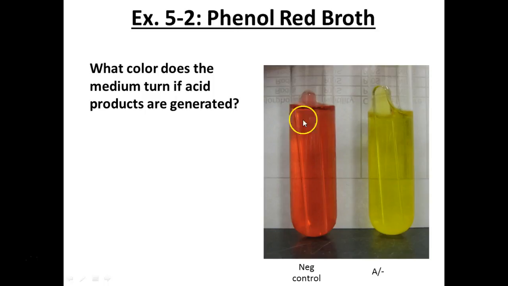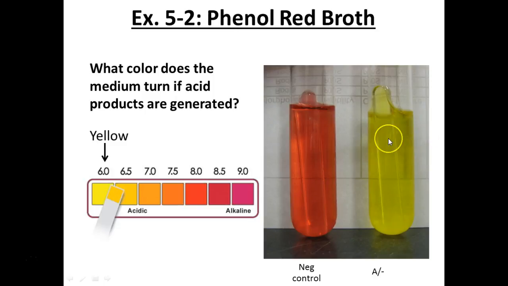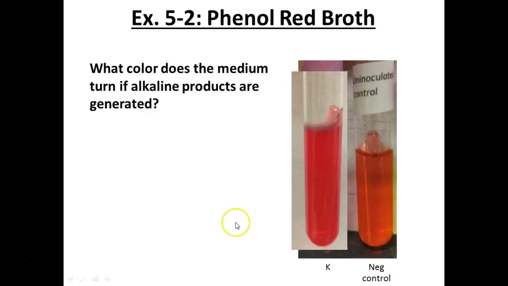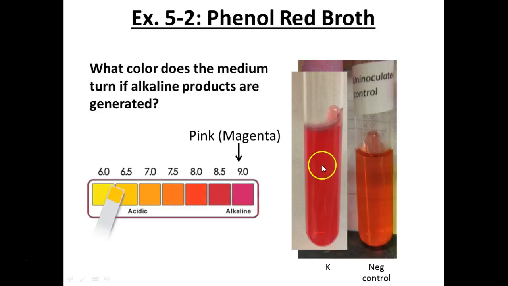So here's our negative control, kind of orangey, right? What color does the media turn if acid is produced? Yellow, right? So here we see the yellow. We know that's acidic. So we code it A, but do we see a bubble in the tube? No, that's full of yellow media. So it's negative. What color does the media turn if alkaline products are generated? Right, this pink magenta color. So I updated it with a prettier, more pink picture.